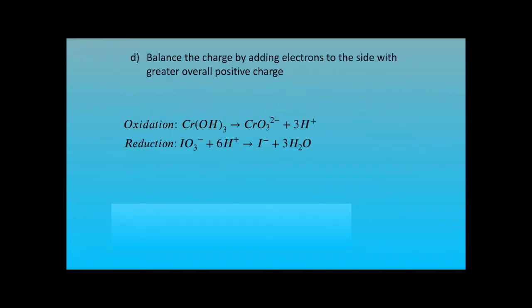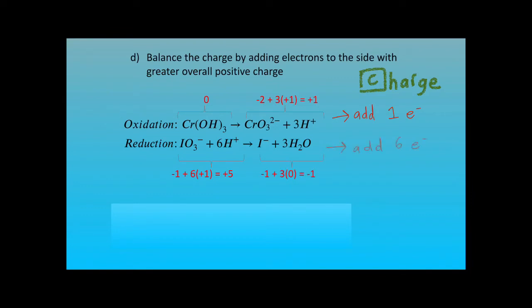Hence, the equations will be as follows. Next, the letter C means charge. We need to balance the charges by adding electrons. The electrons are added on the right side of oxidation and the left side of reduction. In the oxidation equation, the charges on the left side is 0 while on the right side is +1. So, we should add 1 electron on the right side. In the reduction equation, the charges on the left side is +5 while on the right side is -1. So, we should add 6 electrons on the left side. The equations will be as follows.